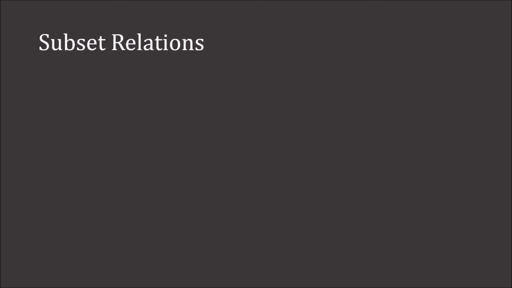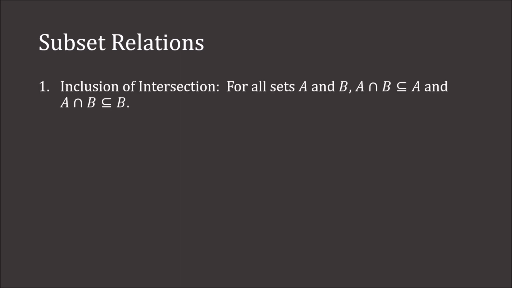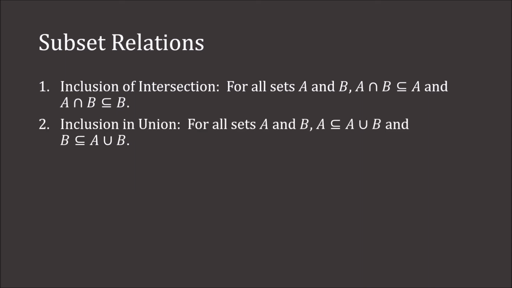So now let's look at some subset relations. First, it's known as the inclusion of intersection, and it says that for all sets A and B, A intersect B is a subset of A, and A intersect B is a subset of B. Next is the inclusion in union, which states that for all sets A and B, A is a subset of A union B, and B is a subset of A union B.